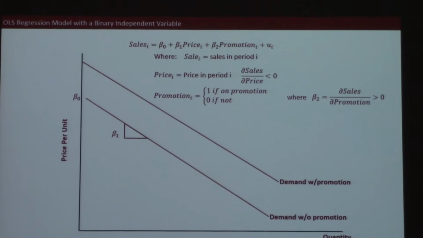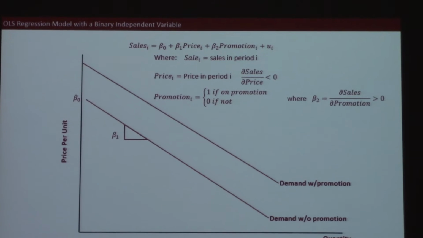binaries, right? 0, 1s, as independent variables on the right-hand side of our regression equation. We know how to handle them. They're shifters. We can interact them and change slopes. We can do all kinds of stuff with dummy variables.